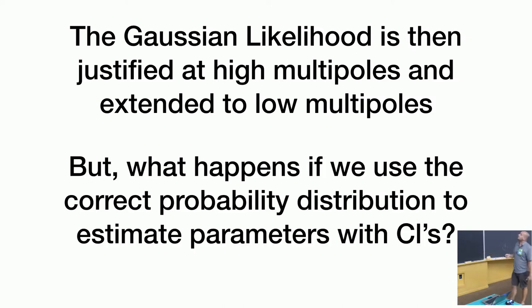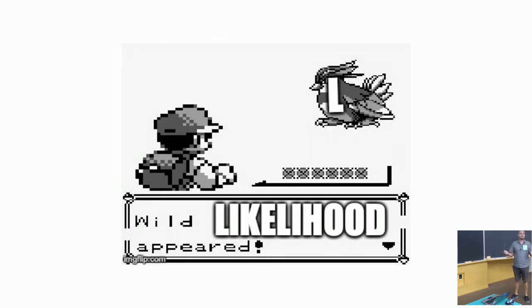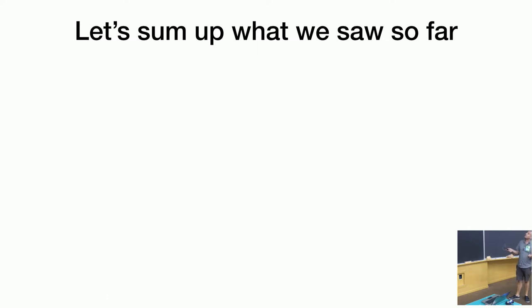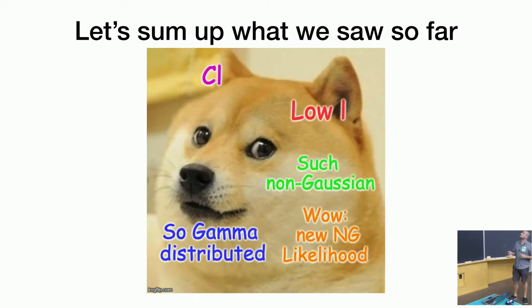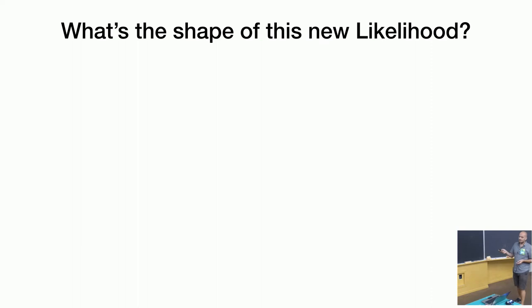But what happens if we use the correct probability distribution function to estimate parameters with CL? Oh, a wild likelihood appears. We can define a new likelihood. So let me sum up a bit what I said using a more charismatic person than me. So we are talking about CL. In particular, we're talking about low CL, low multipoles for the CL, where the distribution is non-Gaussian and is gamma distributed, so wow, we have a new non-Gaussian likelihood for this. Okay, let's be serious. What's the shape of this new likelihood?